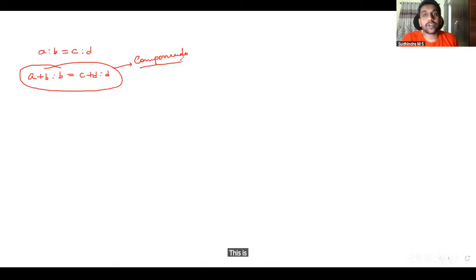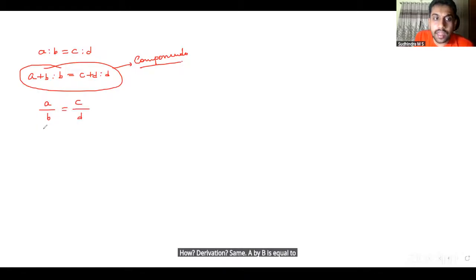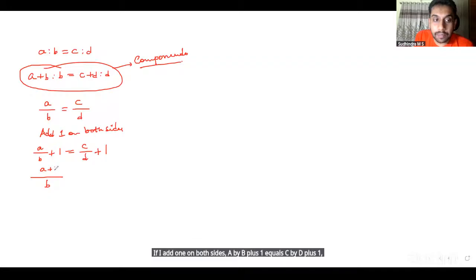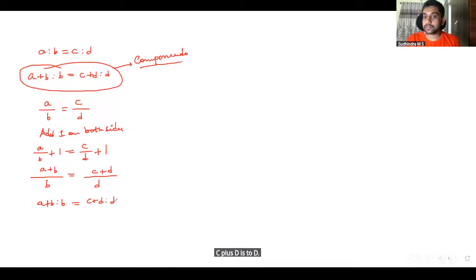How is the derivation? Same. A by B is equal to C by D. I will add 1 on both sides. If I add 1 on both sides, A by B plus 1 equals C by D plus 1. B LCM, A plus B; D LCM, C plus D. Bring it back to normal ratio: A plus B is to B, C plus D is to D. That's it.